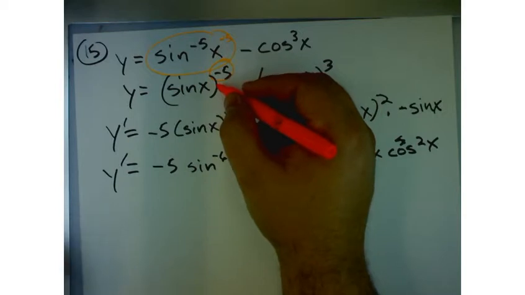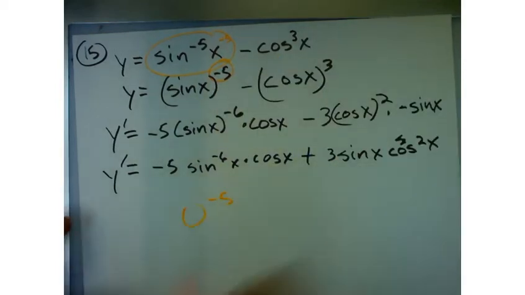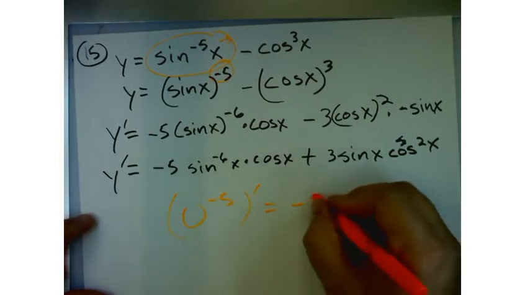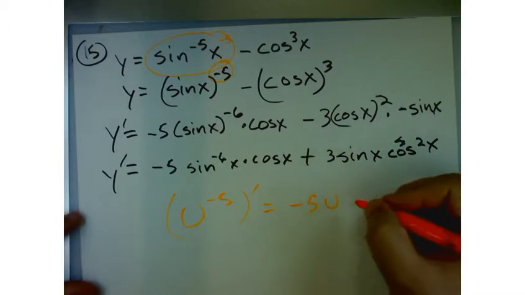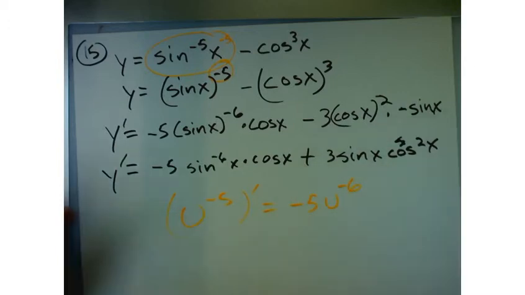Okay? And so, how would you take the derivative of u to the negative 5? Well, you toss the negative 5 to the front, and then you would say u, and then you would subtract 1 from the power, which would give you negative 6.